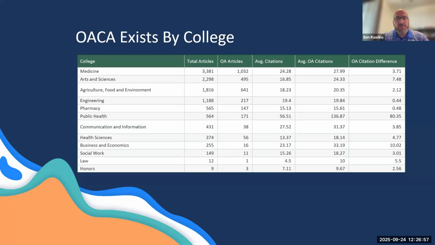So if we focus on the four colleges that produce the majority of UK's journal article outputs, those are medicine, arts and sciences, CAFE, and engineering.